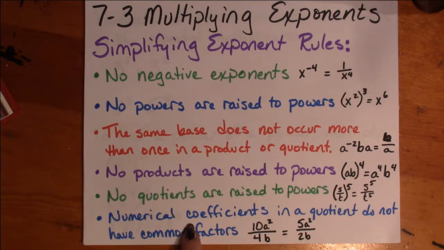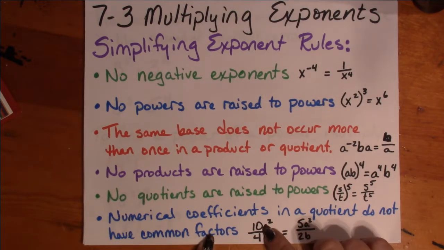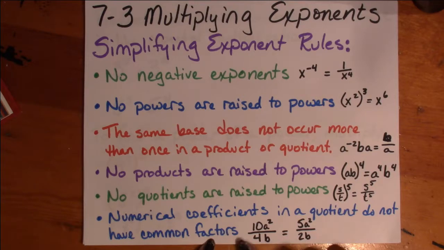And then finally, numerical coefficients in a quotient do not have common factors. Remember, coefficients are the numbers before the variables, and our coefficients can't have a common factor. Here, 10 and 4 both have 2 that can go into them, and so we're going to divide 2 out of it when we simplify, and so the answer is really going to be 5a squared over 2b.